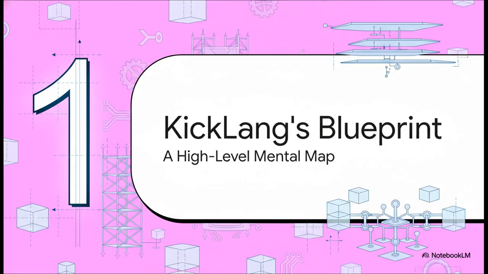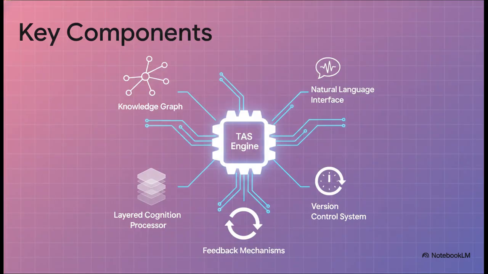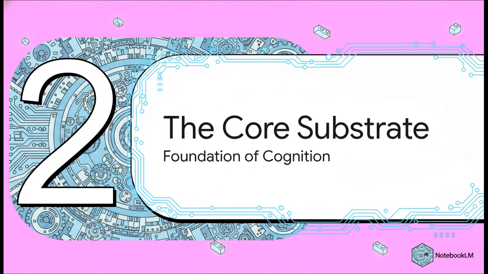Okay, so to really get what's going on underneath, you got to see the whole building it supports, right? This is the high-level architectural mental map of the KickLang system. As you can see, this thing is super modular. You've got a knowledge graph for data, a natural language interface, a processor for layered thinking, even systems for version control and feedback. But the one piece we're really zeroing in on today, the absolute heart of this cognitive engine, is sitting right there in the middle, the TAS Engine. So what is it that makes that engine tick?